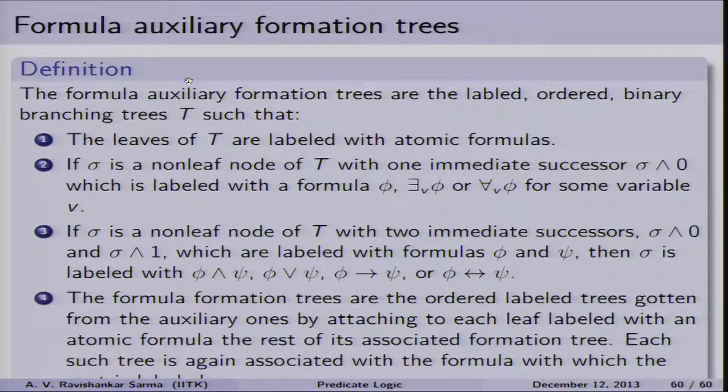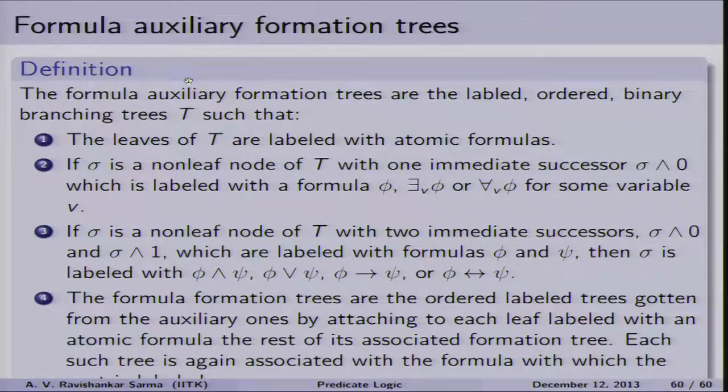Ultimately, at the end of your formation tree, all these things are considered to be atomic formulas. So now if you consider sigma as a non-leaf node, that is what is going to extend to leaves, a node of T with one immediate successor. That is, let us consider sigma conjunction 0, which is labeled with a formula. Either it can be simply a formula phi, or a quantifier followed by a formula. It can be existential quantifier or universal quantifier for some particular kind of variable V. So that is what is the case in the first instance.